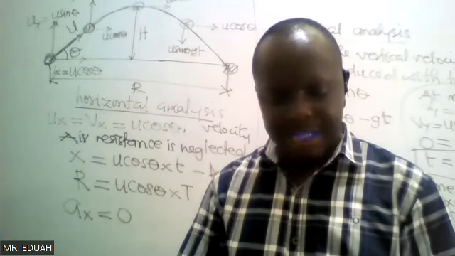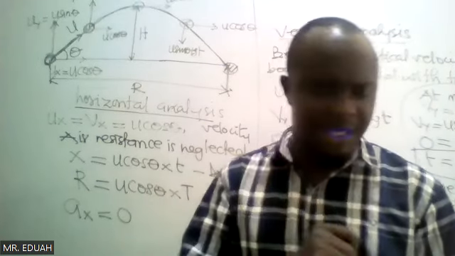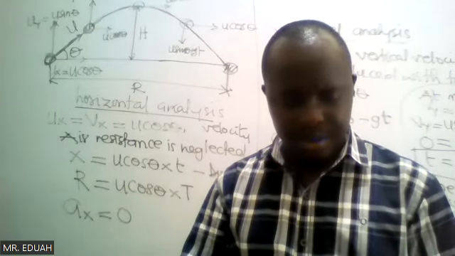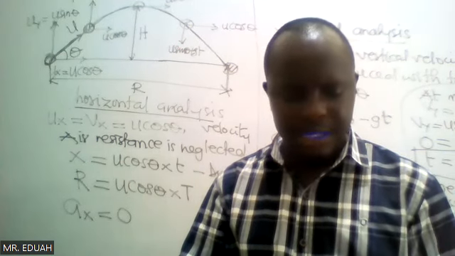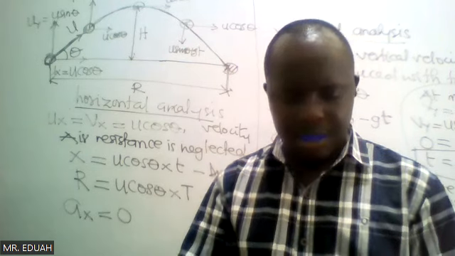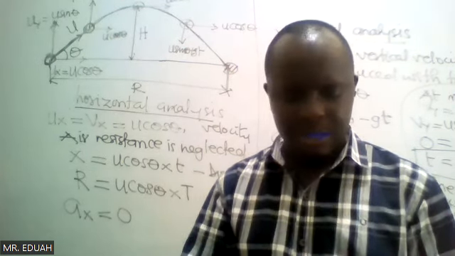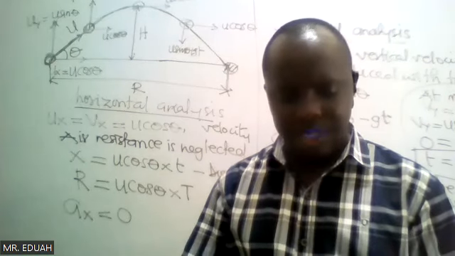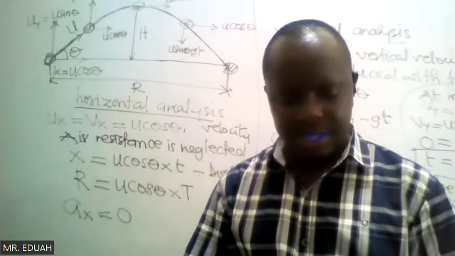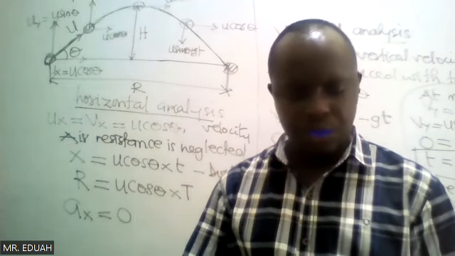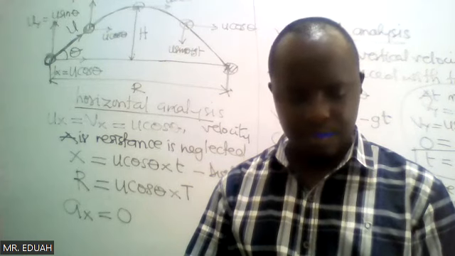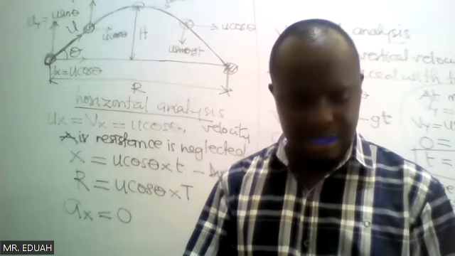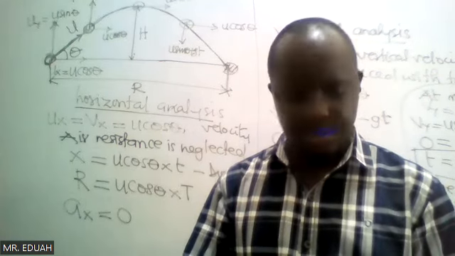After a total flight time of 30.6 seconds, the missile returns to the level ground. In bracket, neglect air resistance.